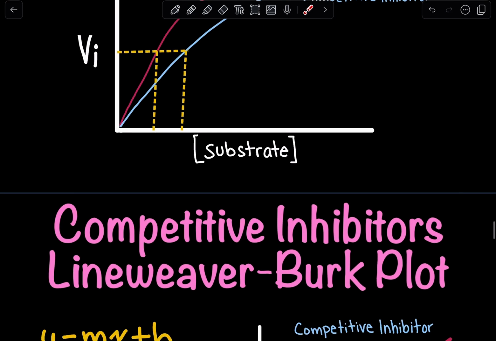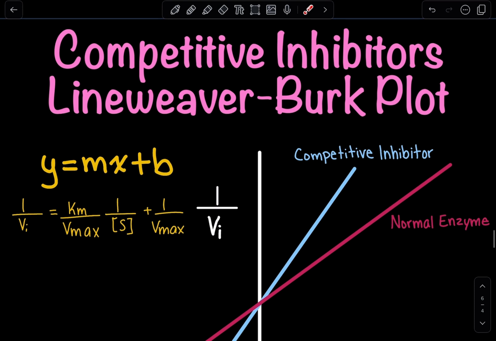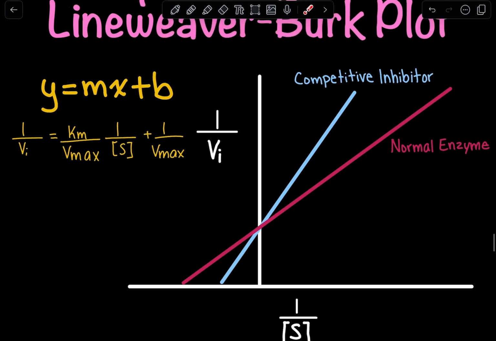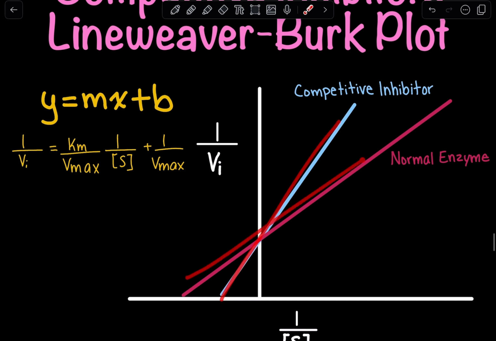And that is essentially the Lineweaver-Burk plot for competitive inhibition. It takes the reciprocal of our initial rates and our substrate concentrations, and it linearizes the data so we can easily distinguish whether we have competitive inhibition or we have other forms of inhibition. And we can use the Lineweaver-Burk plot to determine our Vmax.